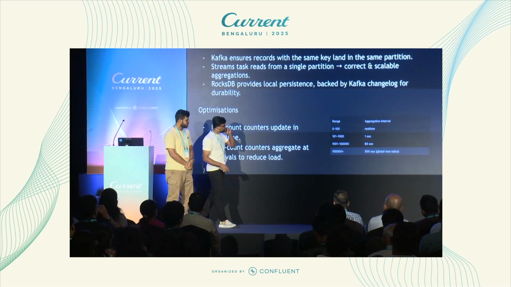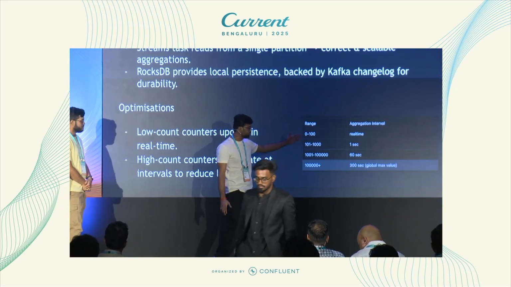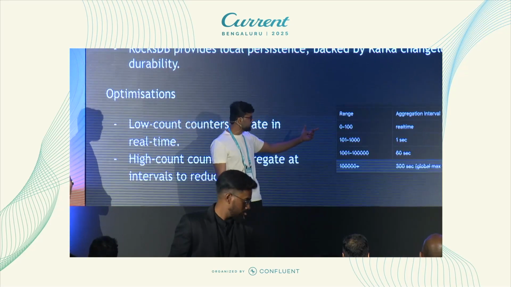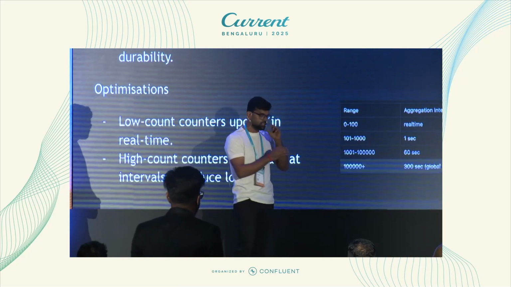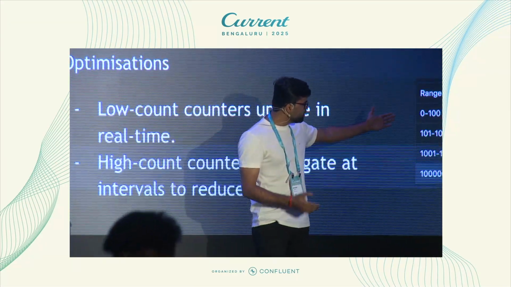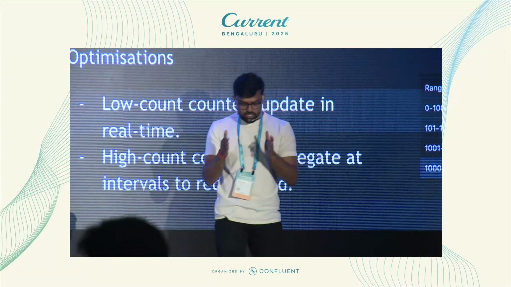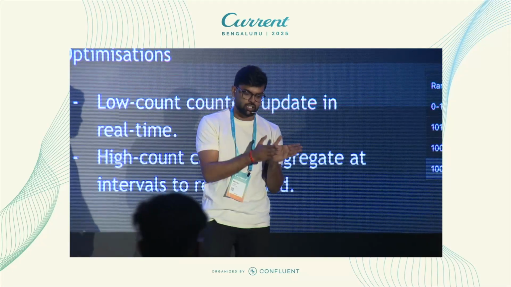So this is basically saying that for any counter, as long as the value is within the range of 0 to 100, we will do all the counter updates in real time. So for every event, we will actually do a DB update directly. But once we move on from 100 to, let's say, 101 to 1000, we can now aggregate these counters for 1 second before actually making an update to the DB.